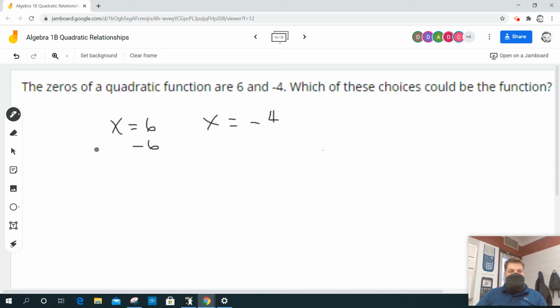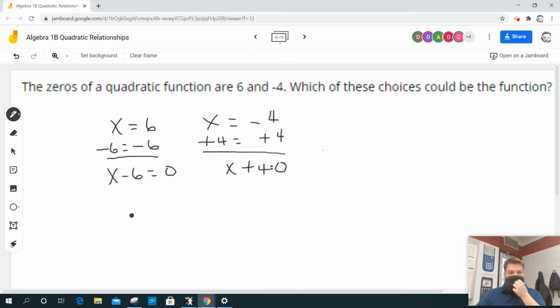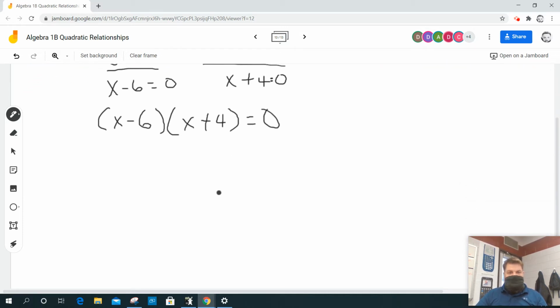Going to subtract 6 from both sides. Over here, I'm going to add 4 to both sides. That gives me x minus 6 equals 0. This gives me x plus 4 equals 0. In other words, x minus 6 times x plus 4 equals 0. So this represents a quadratic. So now we're going to actually multiply that out.